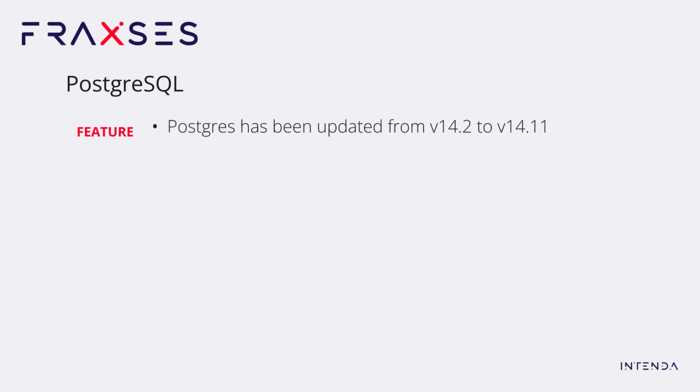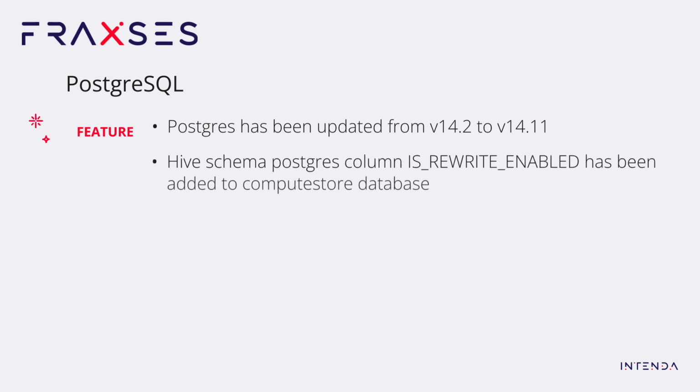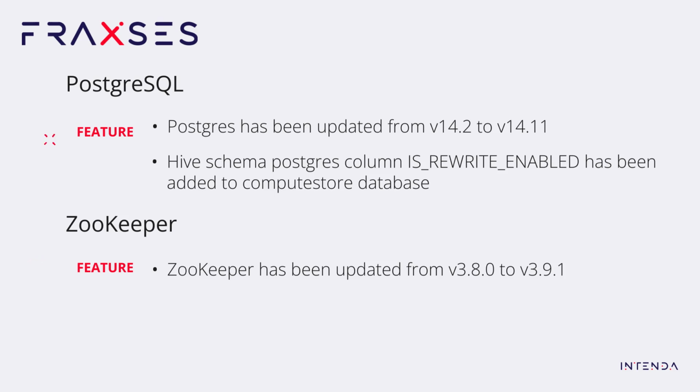PostgreSQL. Postgres has been updated from version 14.2 to version 14.11. Hive schema, Postgres column, is rewrite enabled, has been added to compute store database. Zookeeper. Zookeeper has been updated from version 3.8.0 to version 3.9.1.